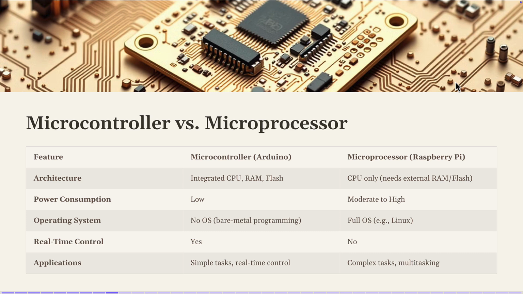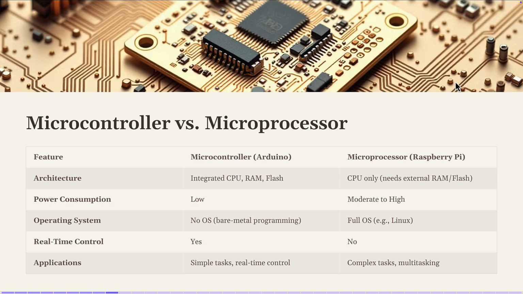So the operating system: a microcontroller doesn't have an operating system. It has bare metal programming. So usually we upload a very basic program that we call firmware, which is a C program. We know that C is a low-level language. So C is used to program hardware devices directly, because it's easily converted into binary code. With a microprocessor, we can use advanced programming languages like Python or Java or others because they operate on a full operating system.